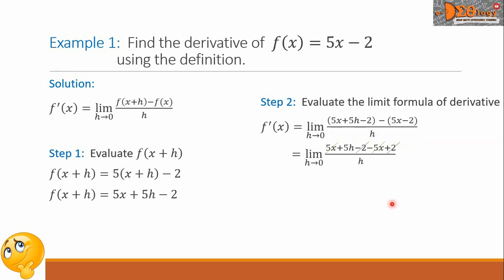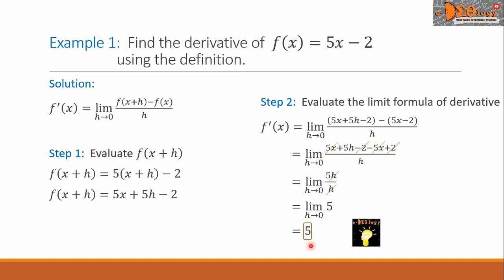Writing again in simplified form, our function now becomes 5h over h. The h and the h can also cancel out. Our function now is simplified into a constant 5. So the limit of 5 as h approaches 0, and we have our answer, which is 5. This is our final answer. This is the derivative of our function.